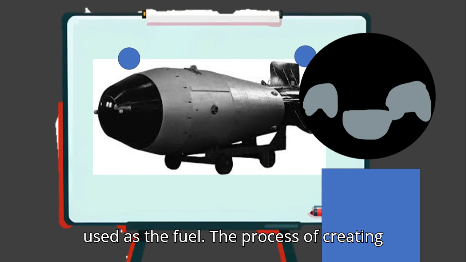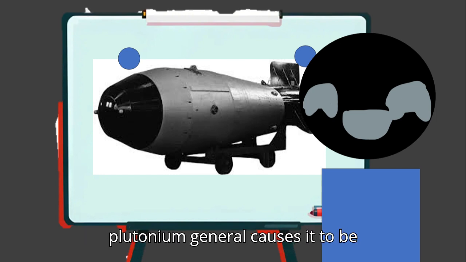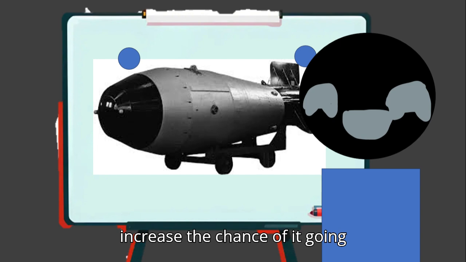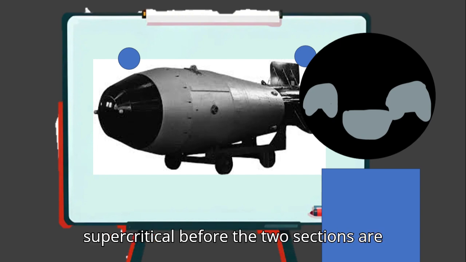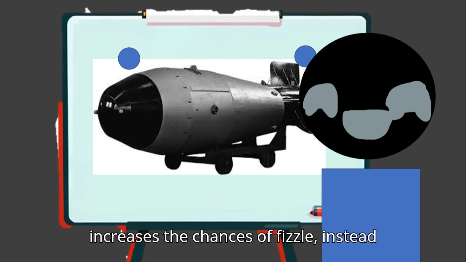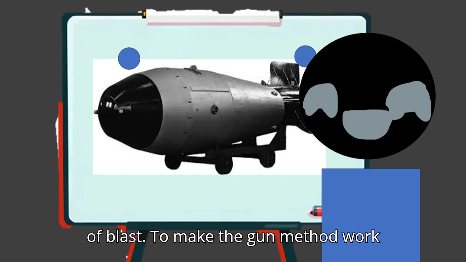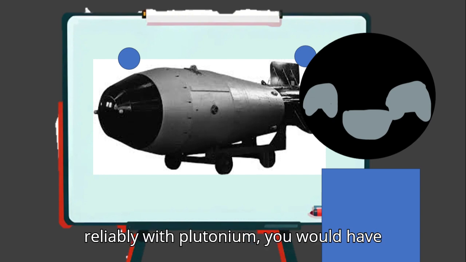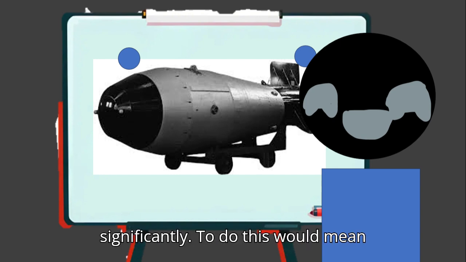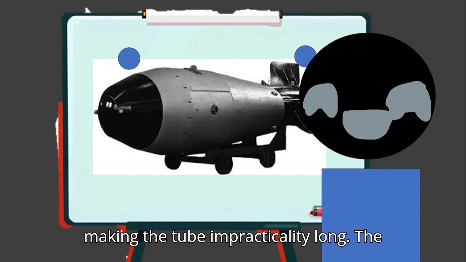The process of creating plutonium generally contaminates it with other materials, which increase the chance of it going supercritical before the two sections are close enough together. This, in turn, increases the chances of a fizzle instead of a blast. To make the gun method work reliably with plutonium, you would have to increase the speed with which the bullet approached the spike significantly. To do this would mean making the tube impractically long.